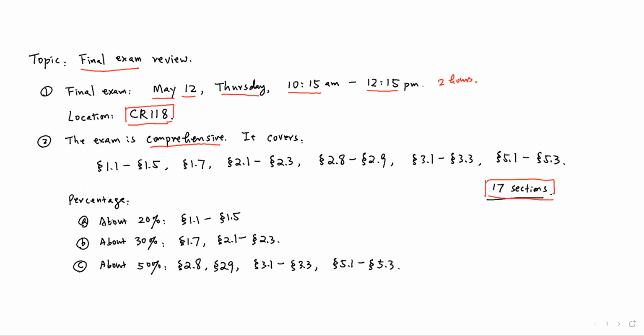About 20% of the problems in the final exam are from these 5 sections, which were covered in exam 1. About 30% are from these 4 sections, which were covered by exam 2. And 50% are from these sections, which I taught after exam 2.